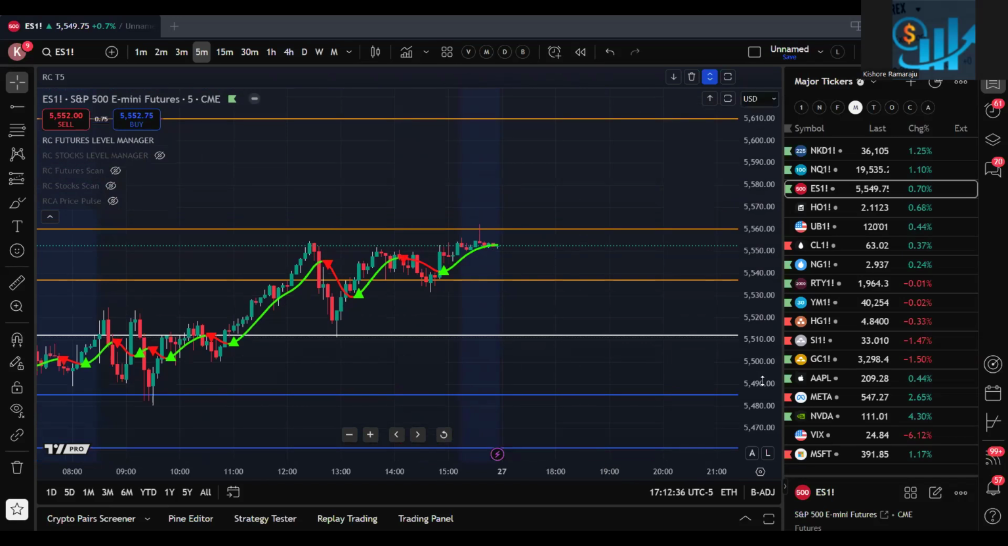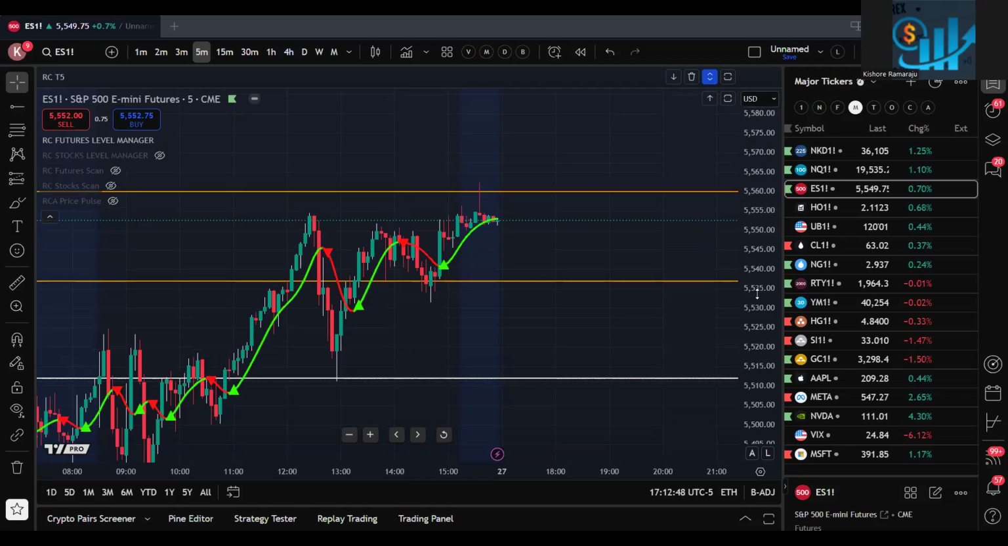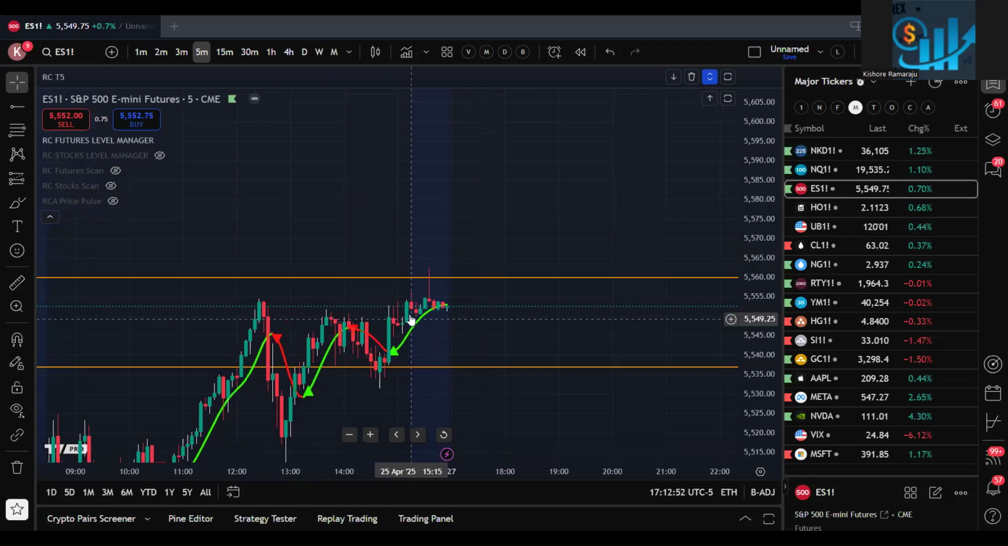So generally, in the morning time, between 9 to 3, these levels work perfectly because you need volume. If the volume is good, the levels will be completely respected, and you will see the line.